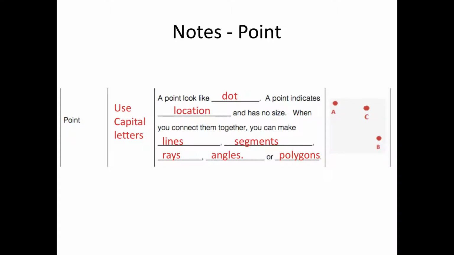And then finally, it looks like that. You'll see that you have a dot that represents a point, and then I put a capital letter next to it, and that lets me know which point I'm talking about. So A versus B versus C. Okay, let me give you a minute so you can get that down in your notes.